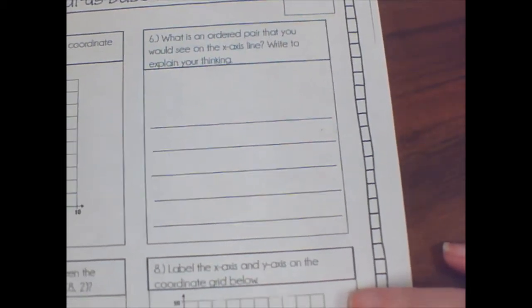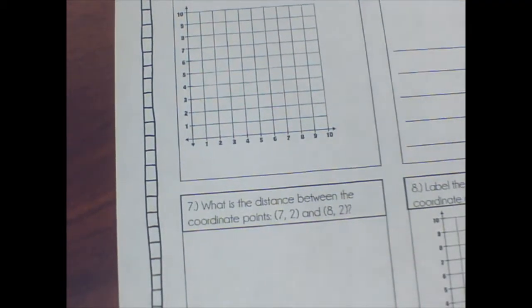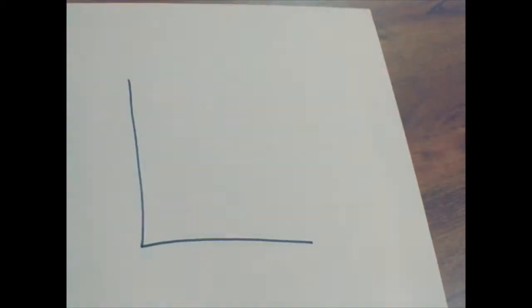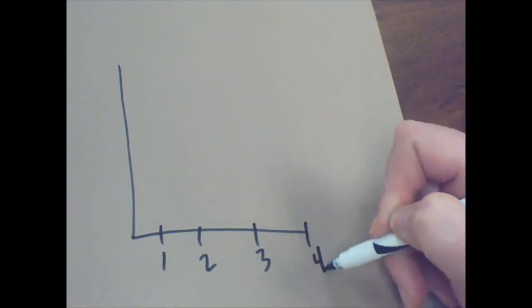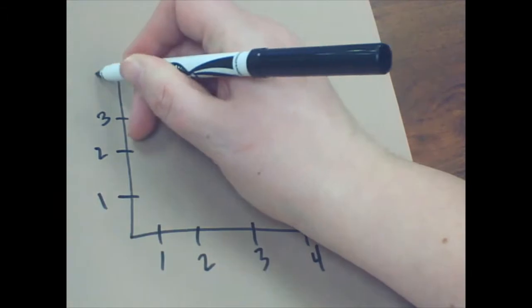Well, if I want to know an ordered pair that would land on the x-axis, my y would have to be equal to 0. Let me show you what I mean. I want an ordered pair that lands on the x-axis. Okay. 1, 2, 3, 4.